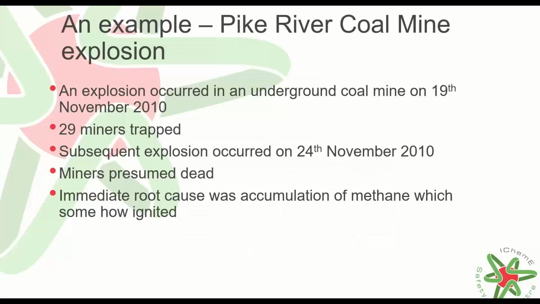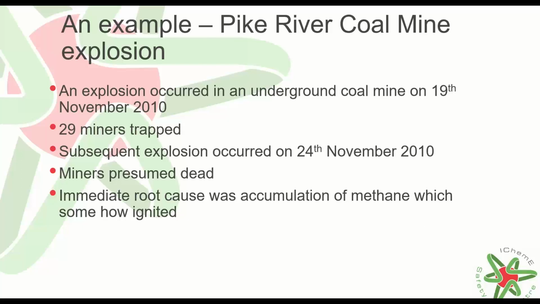So I'm very quickly going to go through an example here of applying these elements to a particular incident that occurred. So back in November 2010, so almost 10 years ago, there was an explosion in an underground coal mine in New Zealand, in a mine called Pike River, and 29 miners were trapped in that particular explosion. There were subsequent explosions that occurred before any attempts could be made to rescue the miners, and they were presumed dead.